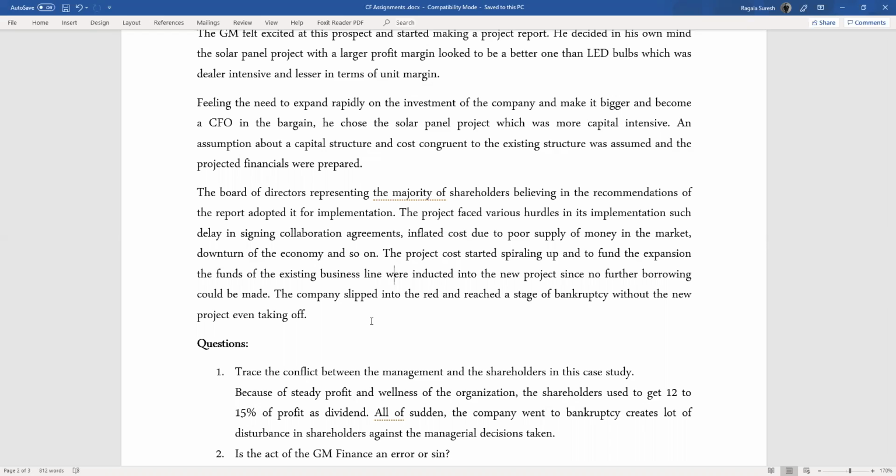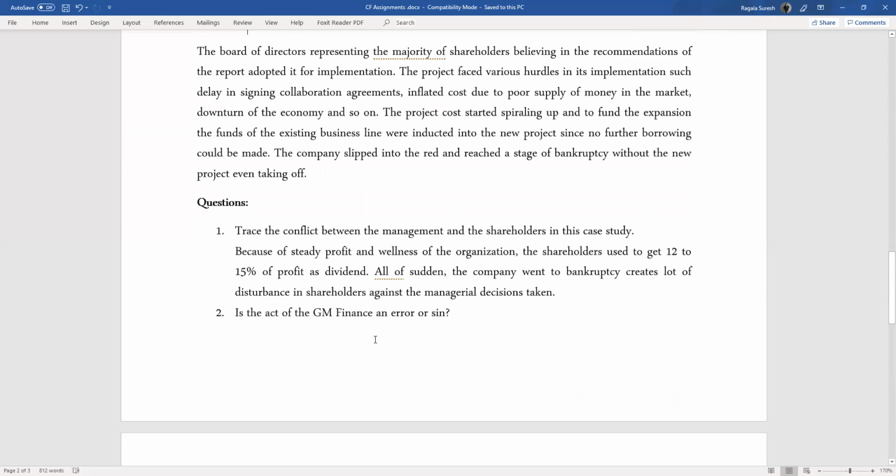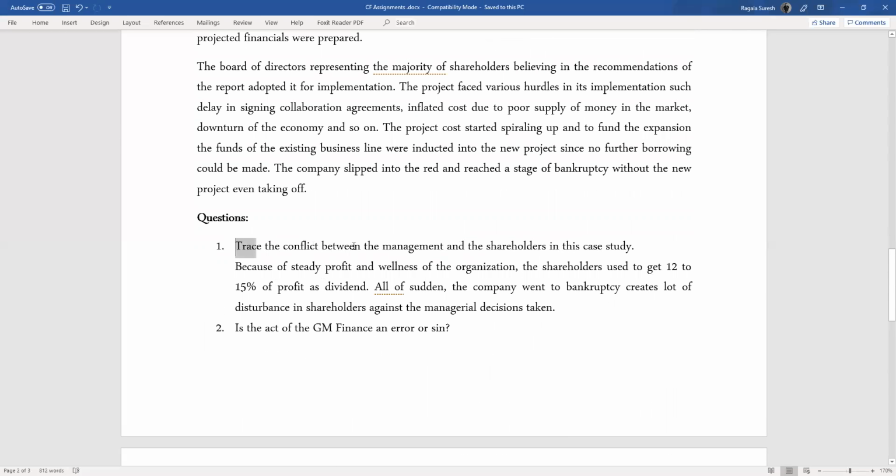So the current business also didn't function properly, and the new business also didn't function properly. So they ended up in losses, and finally they went into bankruptcy. This is the theoretical scenario. The question here is: trace out the conflict between the management and the shareholders in the case study.